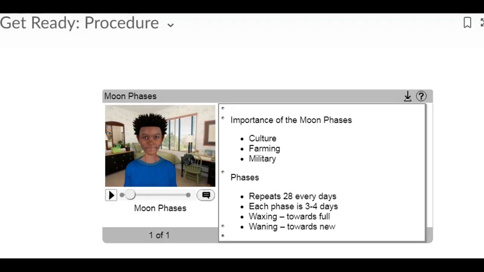So on the get ready procedure portion, it tells us what's the importance of some of the moon phases. And we saw that on the lesson introduction partly, right? Military, it's going to depend on if at nighttime you have a lot of light or less light, right? So military, farming, culture, all of that is some of the importance of the moon phases. It repeats every 28 days. Each phase is 3 to 4 days. And we said waxing is getting bigger towards full, waning towards the new moon.